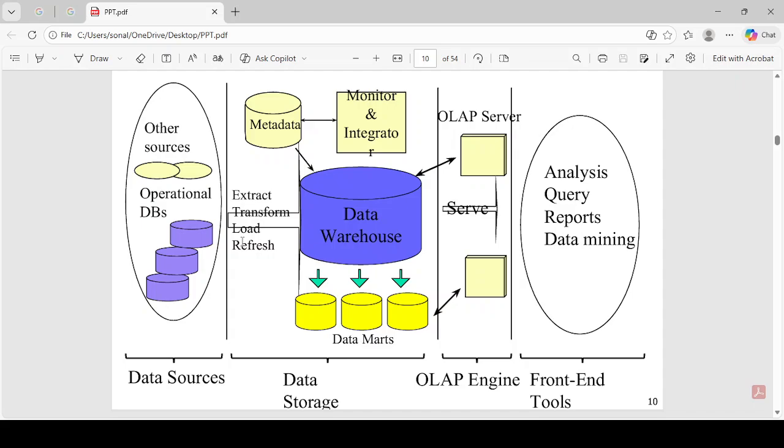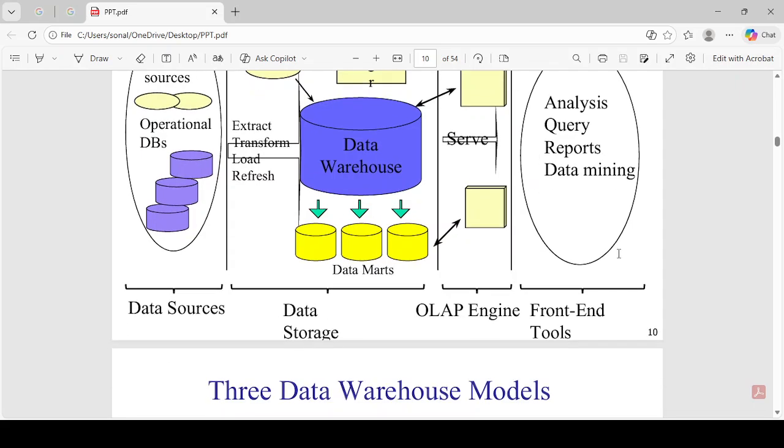We can perform ETL operations here: extract, transform, load, and refresh. These are the operations performed on a data warehouse, which we will see in our next lectures. The third component of a multi-tier data warehouse architecture is the OLAP engine, which includes the OLAP server. The fourth component is the front-end tools: analysis, query, reports, and data mining. Here we apply these front-end tools for analysis of the data. We also use certain queries, generate reports, and use data mining techniques.